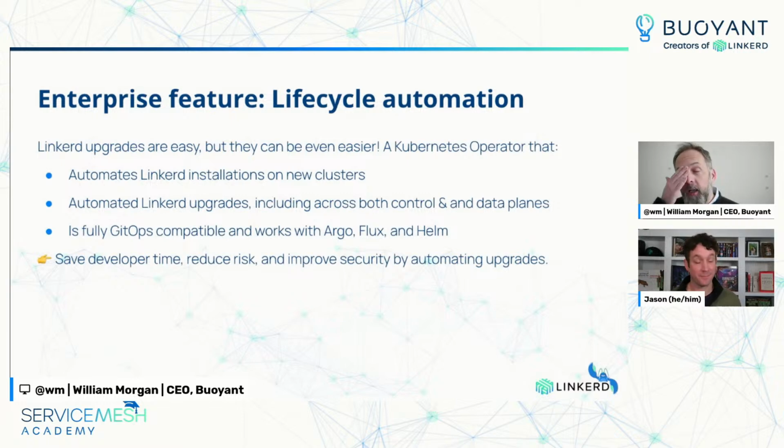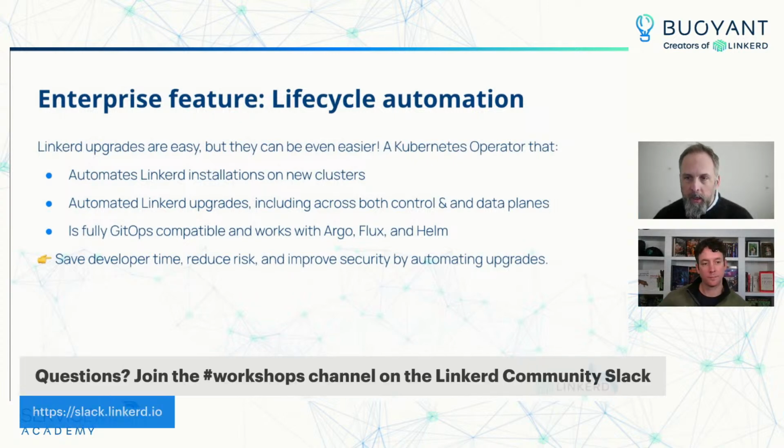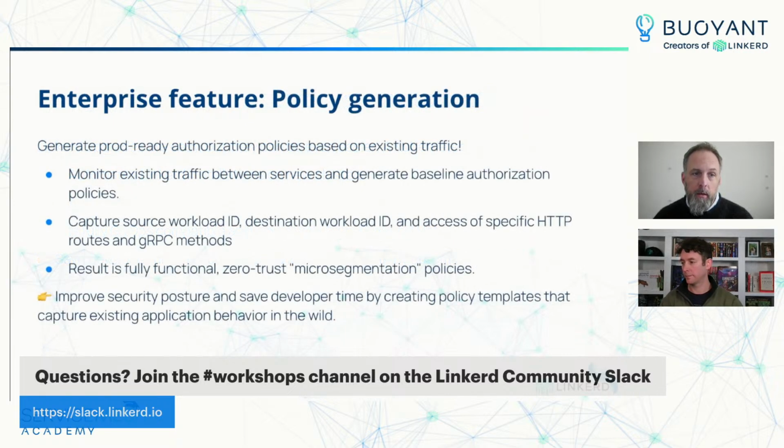All right, Jason's going to take you through lifecycle automation. It's basically a Kubernetes operator that can install Linkerd, upgrade it, downgrade it, and manage your data plane as well as your control plane. When you upgrade Linkerd, it'll do the control plane first, and then it'll flip all the proxies on your data plane, in a way that's safe and sane, and make sure the versions don't skew beyond the allowed tolerance. It's totally compatible with Flux and Helm. That'll be fun to play around with and should save you a lot of pain.